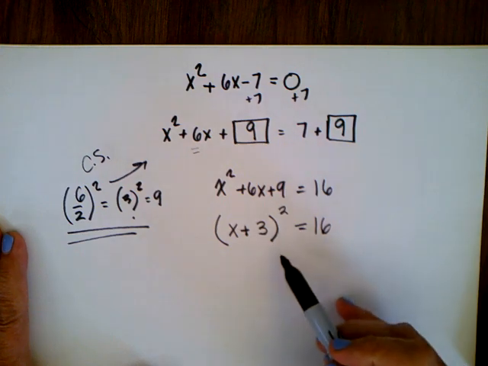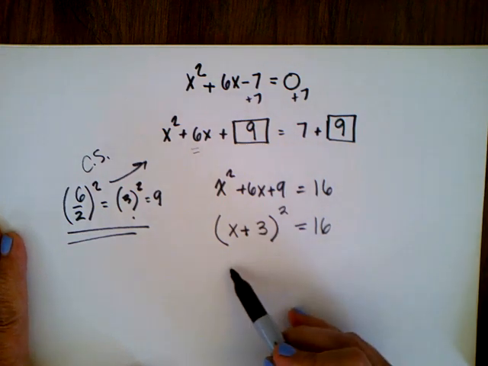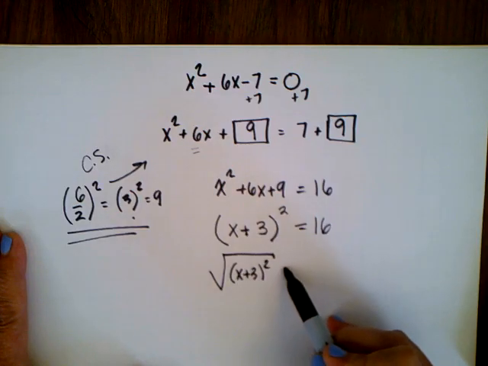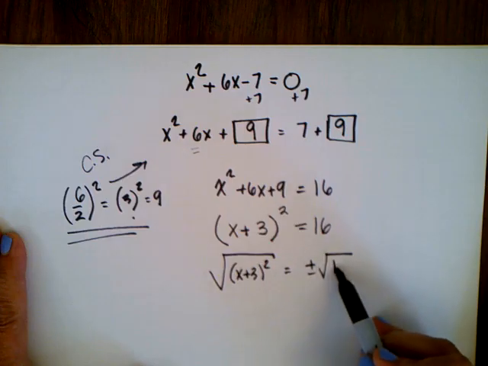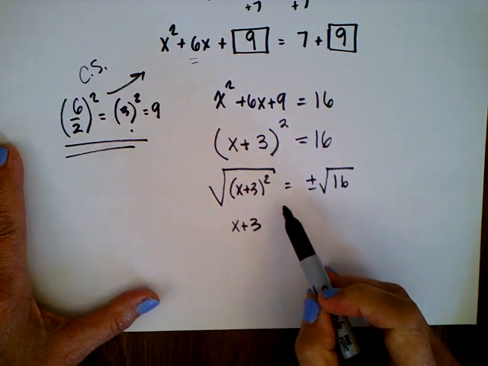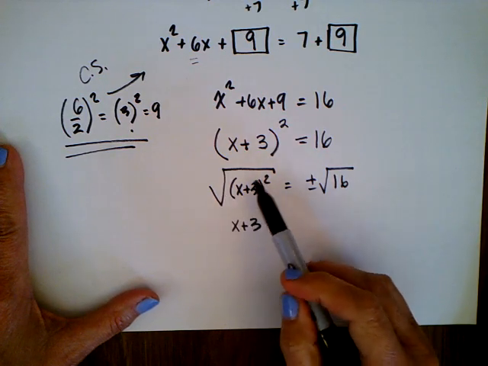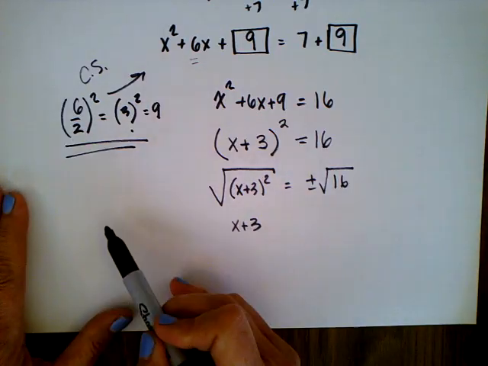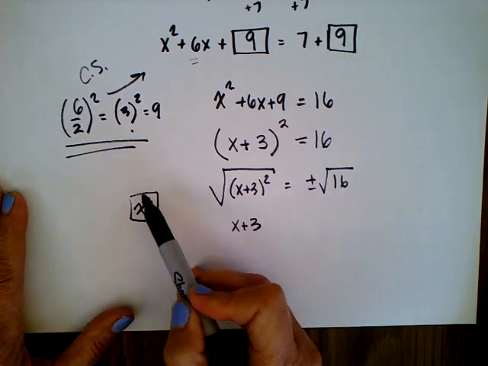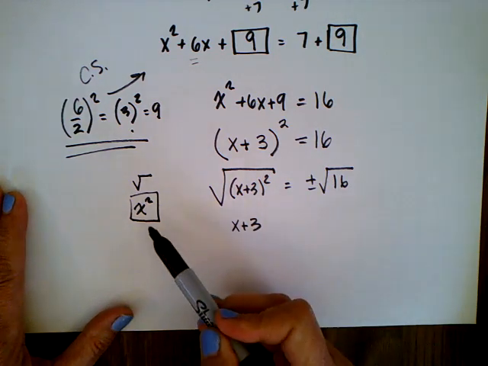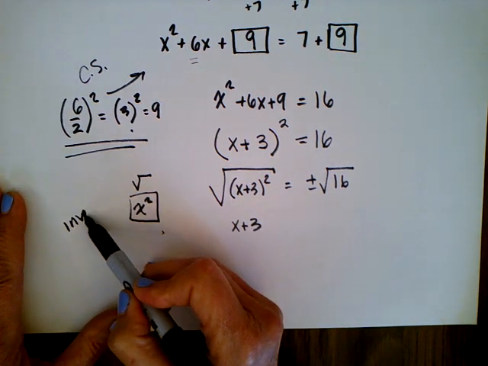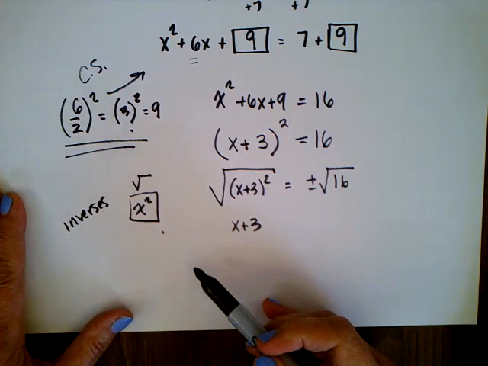And now we're going to undo squaring with square root. Square root of x plus 3 squared equals plus or minus square root 16. Remember the whole point of getting rid of this with the square root, the idea of using inverses. If you look on your calculator for the button that says x squared, right above it is the radical sign. Kind of helps us understand that these are inverses of each other. One will undo the other.